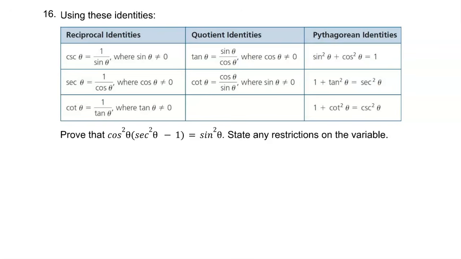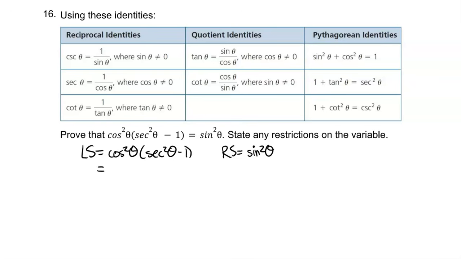So what we're going to do here is start by breaking this into a left and right side. So the left side is equal to cos squared theta times secant squared theta minus 1. And the right side is equal to sine squared theta. The reason we do that is we're not trying to manipulate the equation. We're trying to get each side to be the same thing. That's a proper mathematical proof.